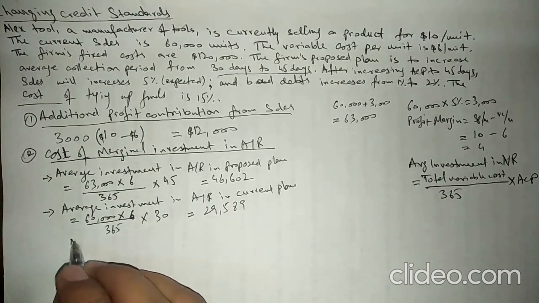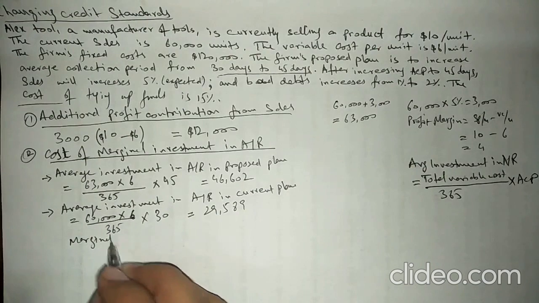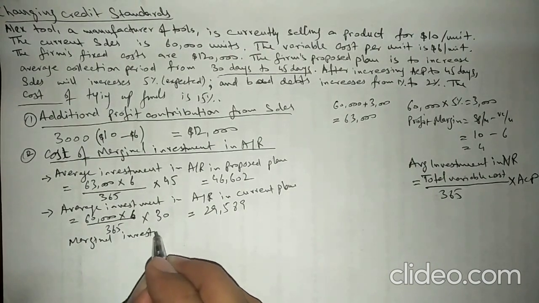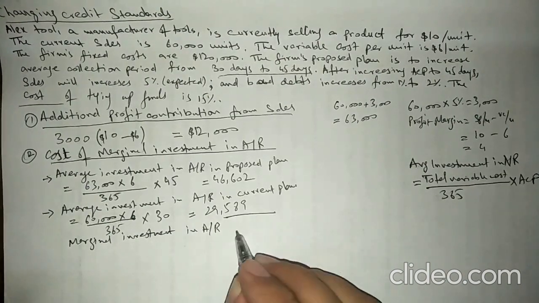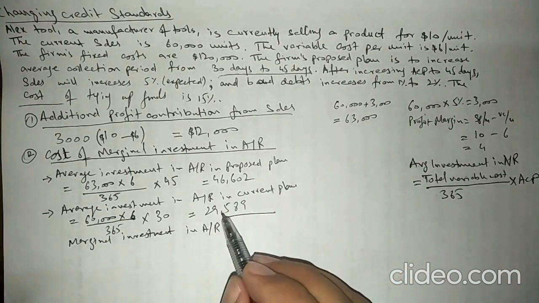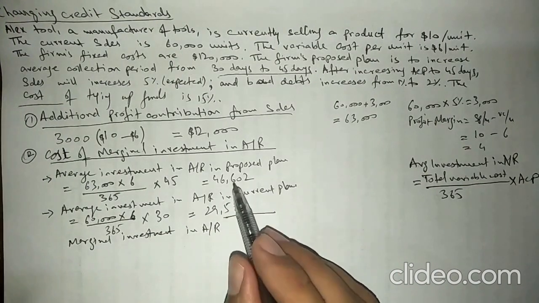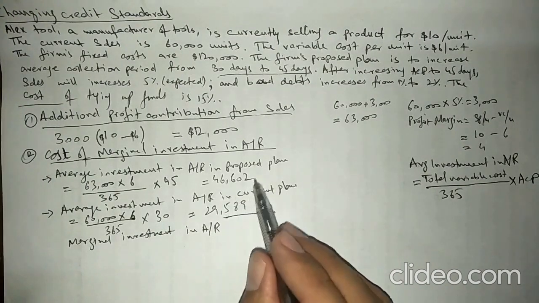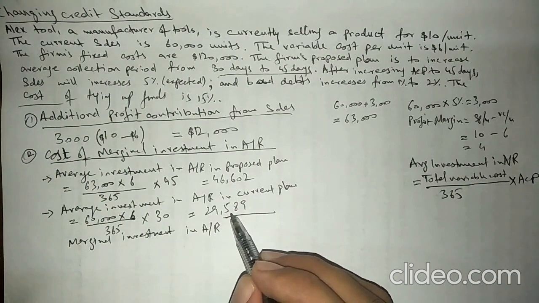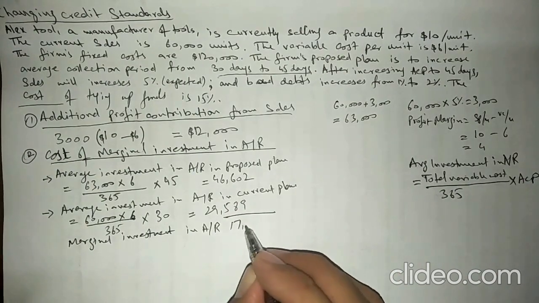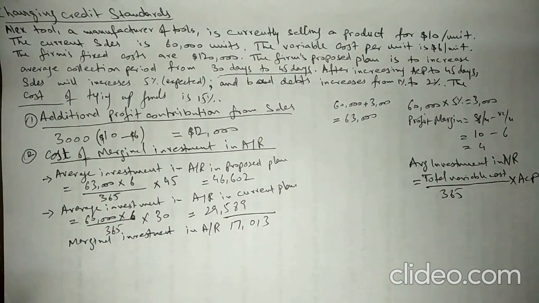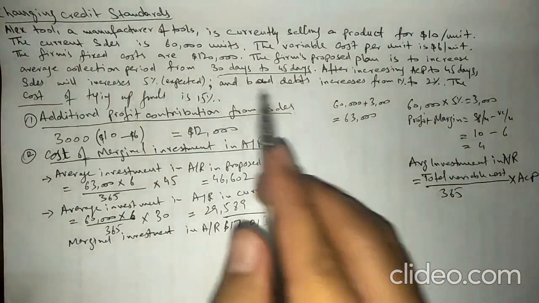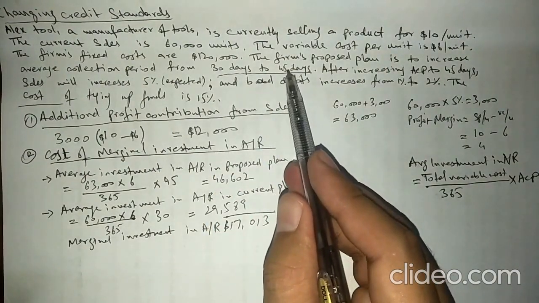So in third step we can calculate marginal investment in account receivables by just taking a difference, proposed minus current plan. So proposed minus current plan investment is equal to 46,602 minus 29,589 is equal to 17,013. It means that we need 17,013 dollars additional if we go from 30 days to 45 days of average collection period.